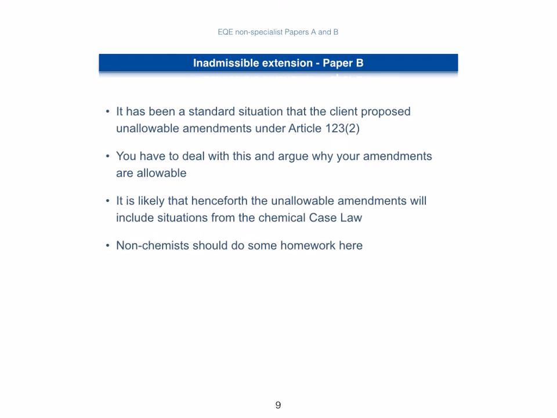It's likely that henceforth the unallowable amendments will include situations from the chemical case law. Therefore, non-chemists should do some homework here, but in fact this is business as usual because all candidates need to know all configurations leading to inadmissible added subject matter, which is an important issue in the EPO practice. However, chemical candidates may need to do more homework.